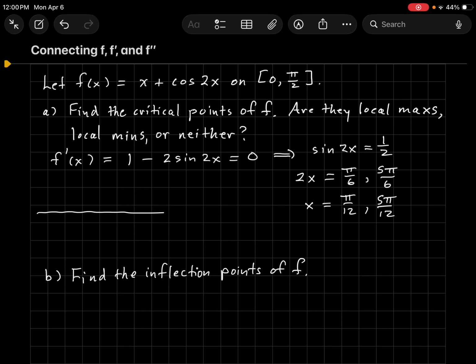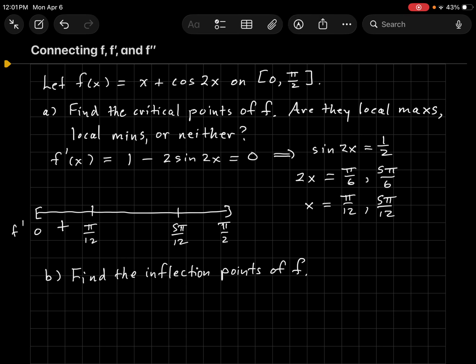Let's make a sign chart, and I'll stop at pi over 2 and start at 0, so I'll block it off and put f prime here, and then we'll put our critical values, pi over 12 and 5 pi over 12, and plug in values into f prime. So we can actually use 0 and pi over 2, even though they're at the endpoints, to help us get the signs. So if I find f prime of 0, I get 1 minus 2 times the sine of 0, or 1, which is positive.